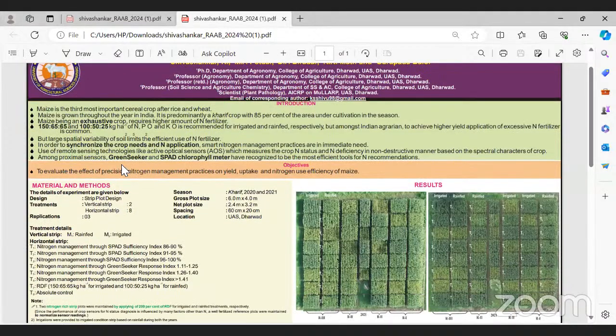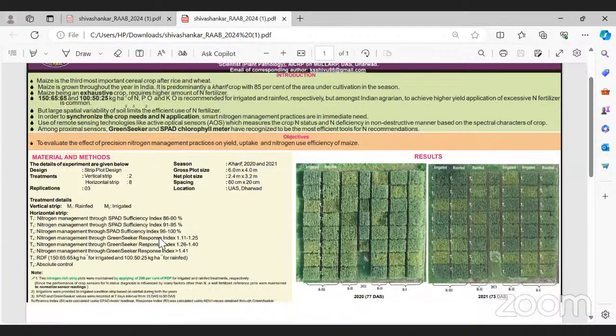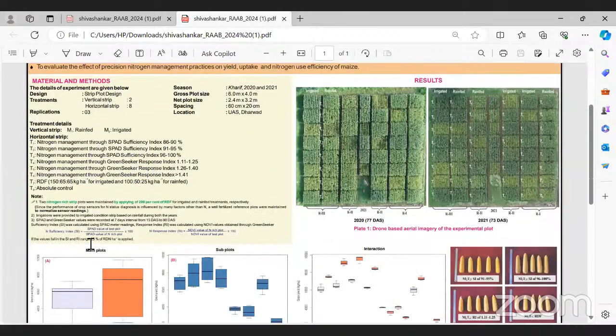We have taken two sensors, that is GreenSeeker as well as SPAD chlorophyll meter. Based on these two sensors, we have established two indices, that is sufficiency index and response index. Sufficiency index is calculated using the SPAD values. In order to establish this sufficiency index, we have established enriched treatments by applying 200% of the recommended amount of nitrogen.